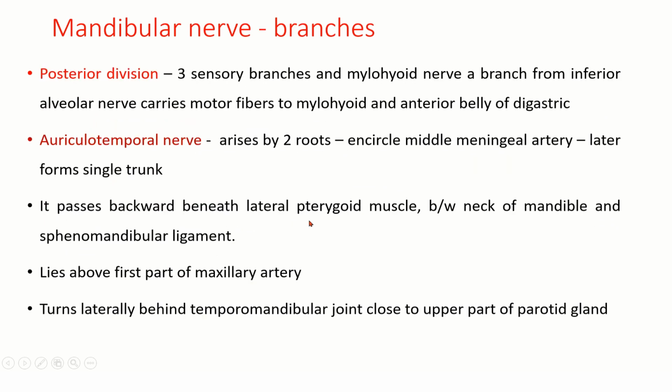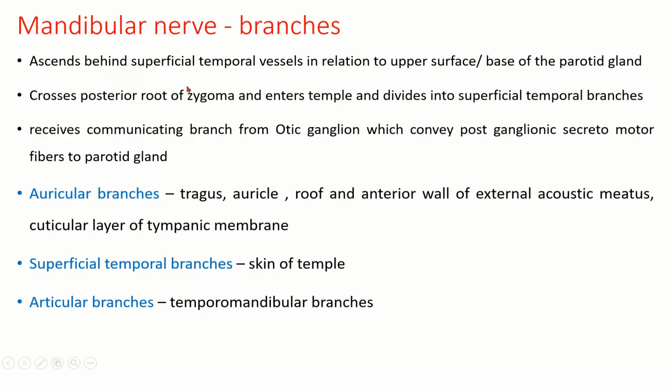So it passes backwards beneath lateral pterygoid muscle between neck of mandible and sphenomandibular ligament. So it lies above first part of maxillary artery, turns laterally behind temporomandibular joint, close to upper part of the parotid gland. Ascends behind superficial temporal vessels in relation to upper surface or base of parotid gland. So crosses posterior root of zygoma and enters temple and divides into superficial temporal branches. Receives communicating branch from otic ganglion which conveys postganglionic secretomotor fibers to parotid gland.